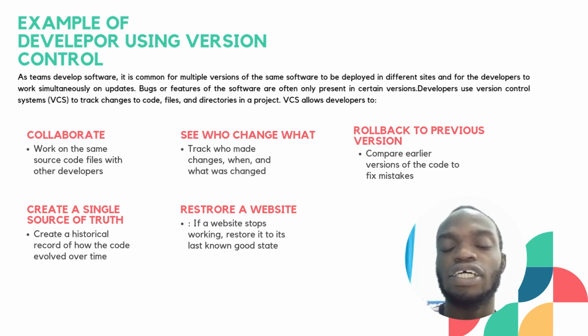Example number 3 is to roll back to previous versions, in order to compare earlier versions of the code to fix mistakes. Example number 4 is to create a single source of truth, a historical record of how the code evolved over time. And example number 5 is to restore a website. If a website stops working, restore it to its last known good state.